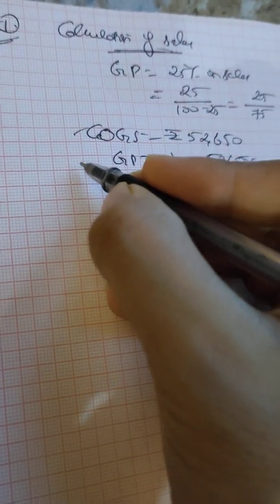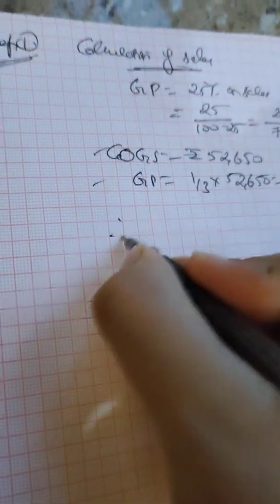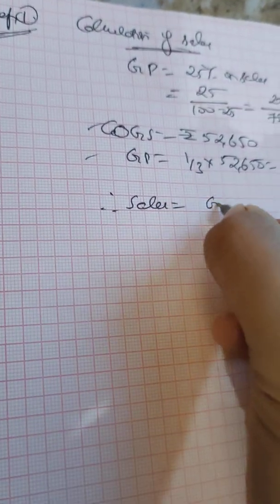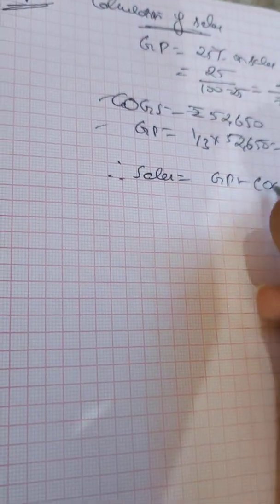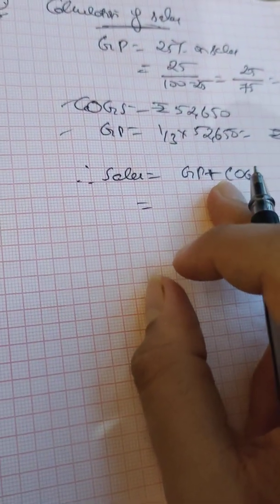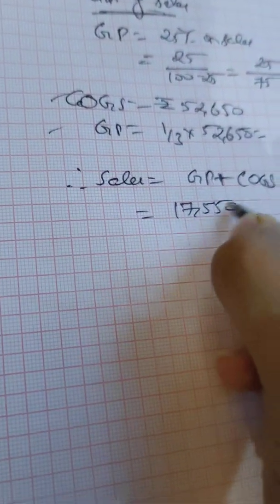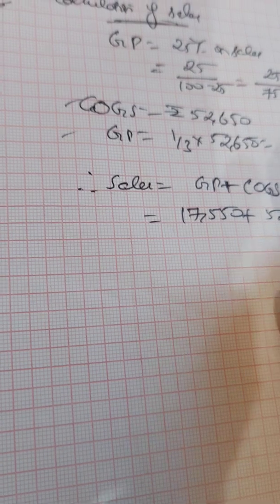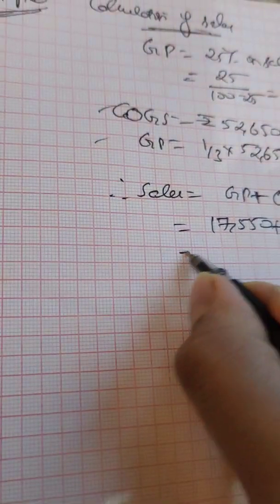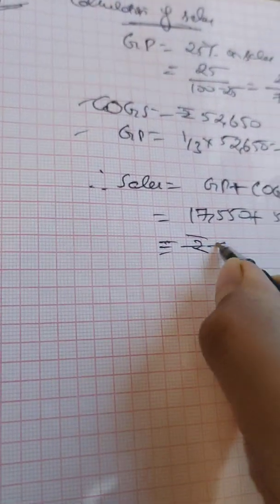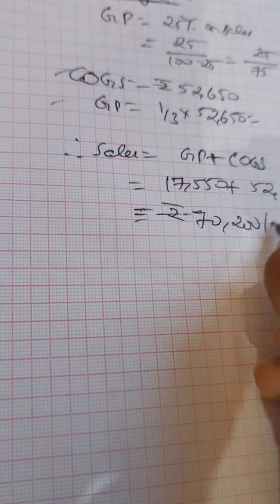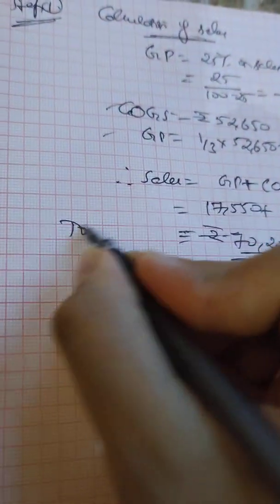Clear? Now we know what gross profit is, and we know what cost of goods sold is too. So from this we can find sales is equal to gross profit plus cost of goods sold. From the formula, cost of goods sold is equal to sales minus gross profit, isn't it? So just substitute the values, 17,550 plus 52,650. What answer do you get? You get rupees 70,200. This is the total sales. Please understand that way.